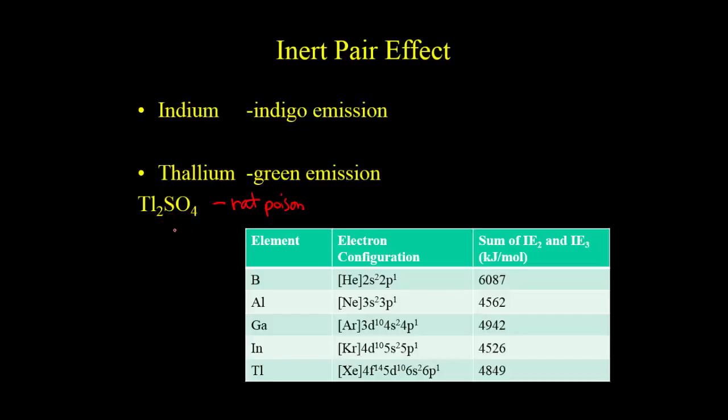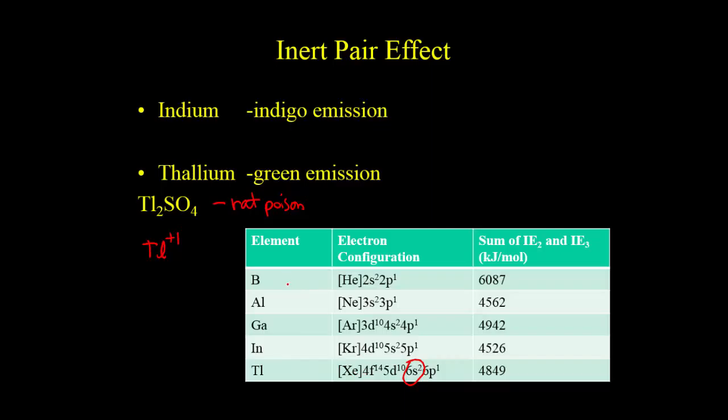But if we look here, sulfate is a 2- polyatomic ion. There are 2 thallium ions, so that means thallium is in the +1 oxidation state. But wait, it's in group 3A. How come it's +1? This is an example of what's called the inert-pair effect, where these s electrons in the valence shell are not very reactive. They're inert, probably because these f orbitals and d orbitals don't shield them very well from the nucleus.